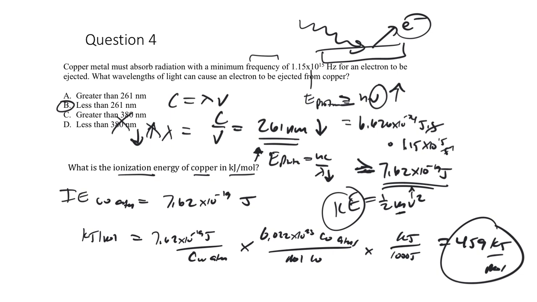So what we have to do is realize the photoelectric effect is relating one photon interacting with one atom. We can calculate the photon energy. That tells us something about the one atom's ionization energy. Then we just convert over to kJs per mole for the ionization energy in that unit.